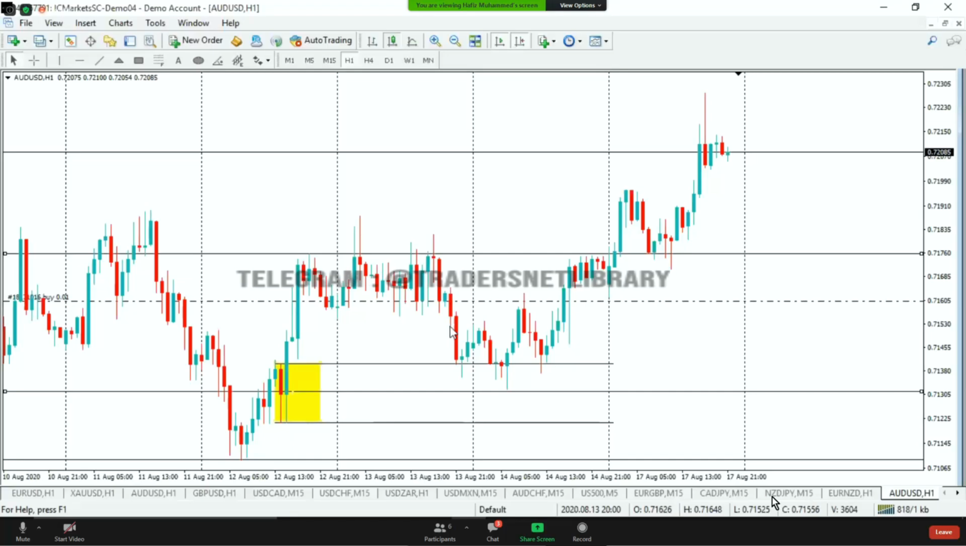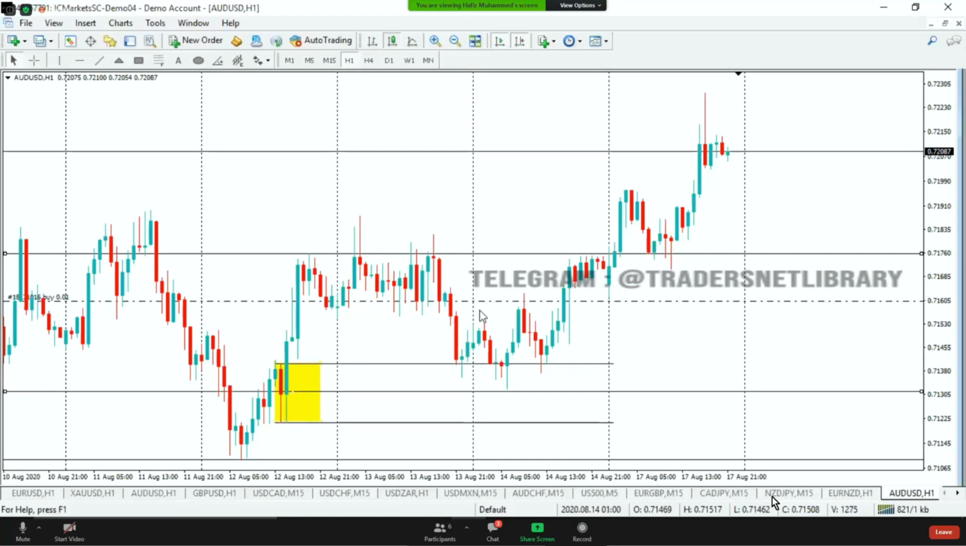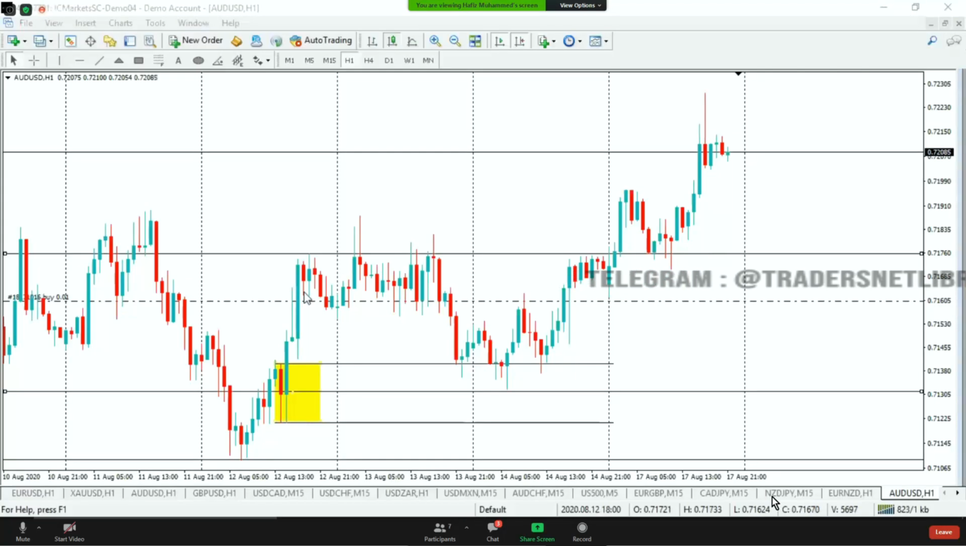Before the market marks up, it will tend to retest this zone, because remember, the market is marking up on the monthly chart, it's marking up on the weekly chart, it's marking up on the daily chart. So we expect the same thing on the 1 hour chart. So the market had to retest the lows of Wednesday before it marks up.